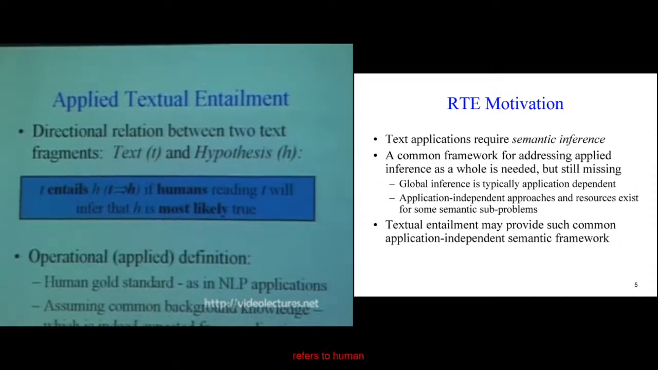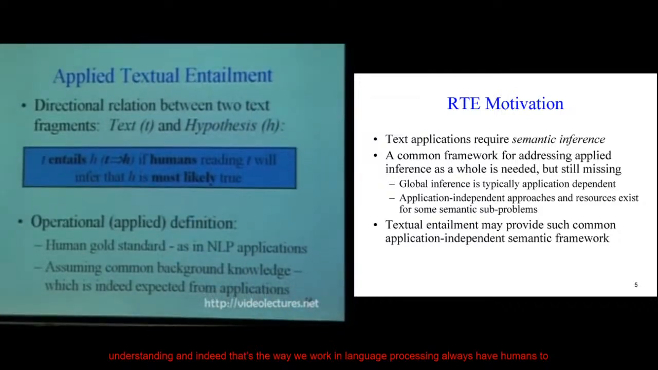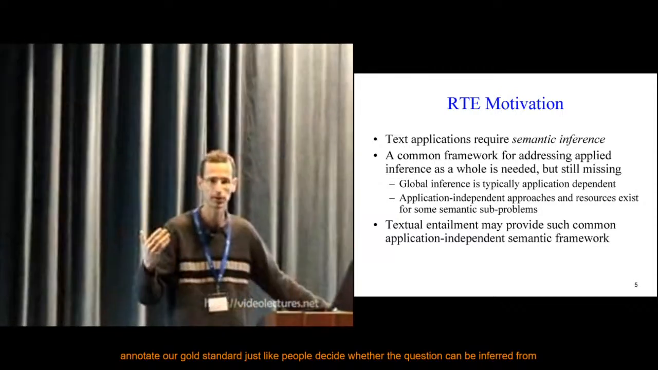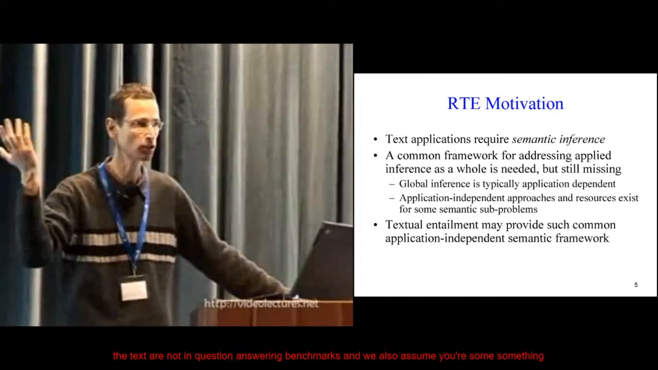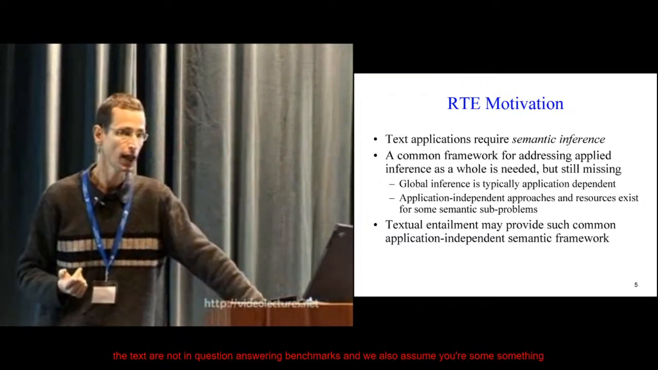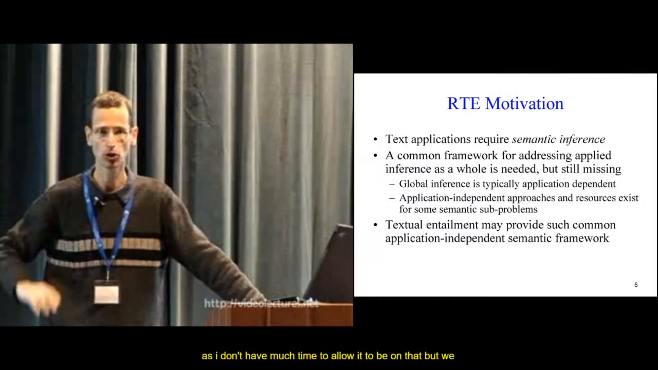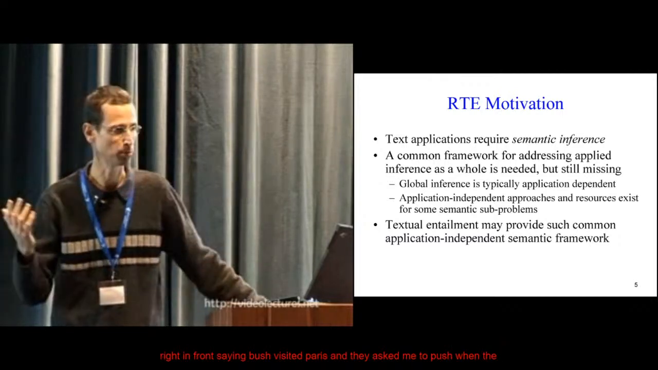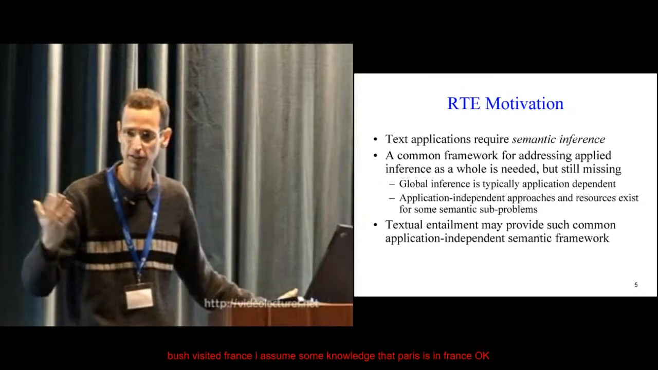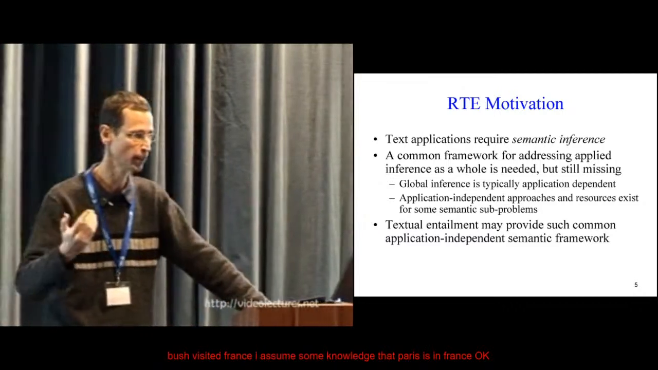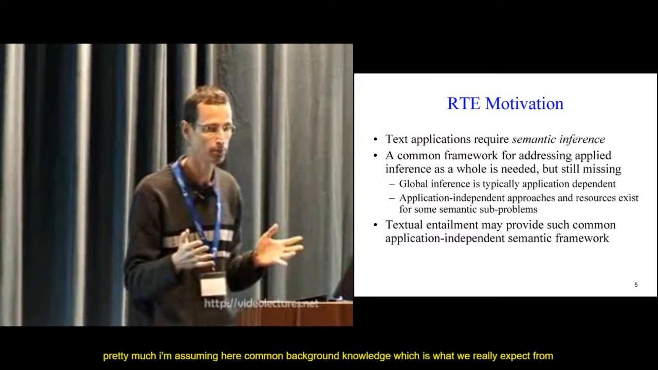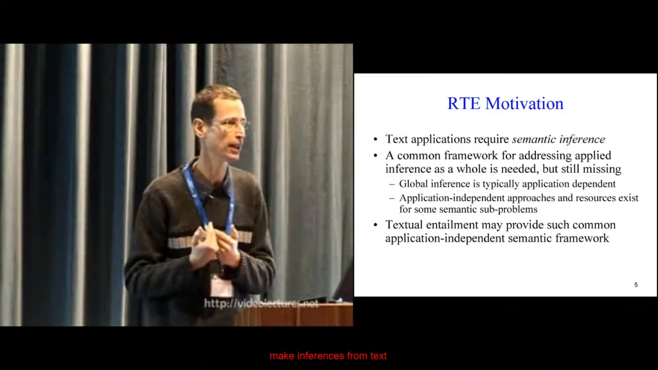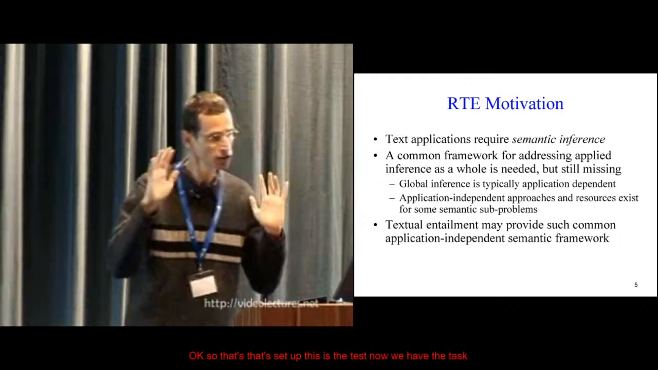So we see here that it refers to human understanding, and indeed that's the way we work in language processing. We always have humans to annotate our gold standards, just like people decide whether the question can be inferred from a text or not in question answering benchmarks. And we also assume here something else. I don't have much time to elaborate on that, but we assume some background knowledge, right? If I'm saying Bush visited Paris and I ask when did Bush visit France, I assume some knowledge that Paris is in France, okay? So pretty much I'm assuming here common background knowledge, which is what we really expect from our applications or from people that would intelligently make inferences from texts. Okay, so that's the setup.